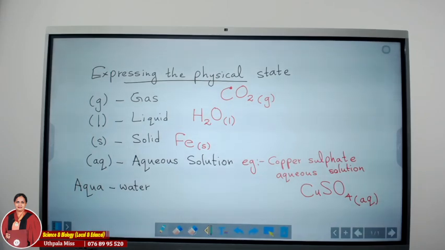So we use simple letters or lowercase letters to indicate the physical state.